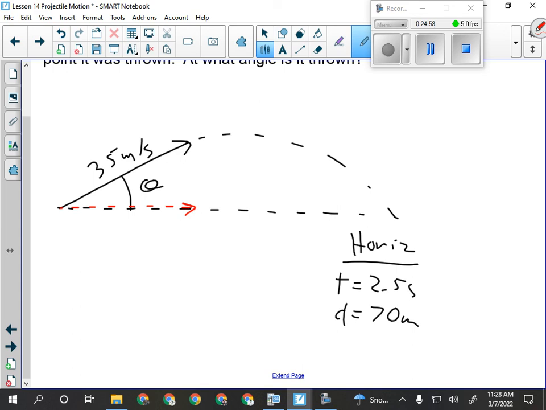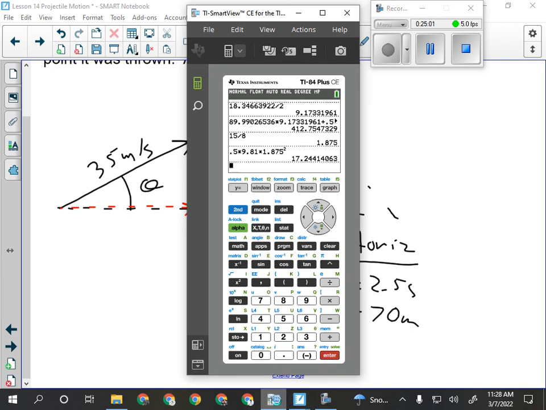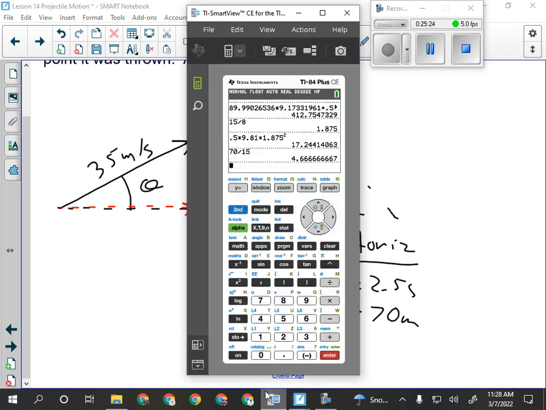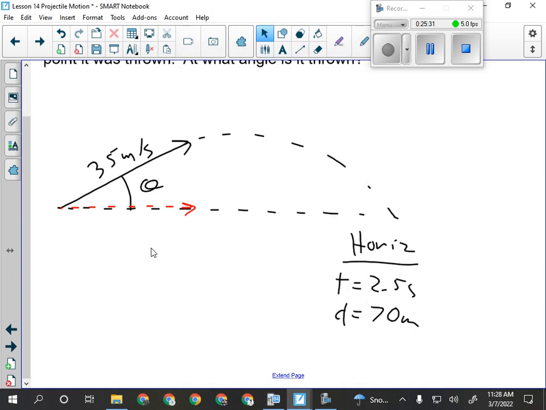Okay, so you got to do one v equals d over t calculation. So we got 70 divided by 2.5, and we got 28 there. Okay. All right, now that I know that, I know it's not going to be a steep angle, right? This is a very small number compared to that one. That's a better number. 28. Okay.